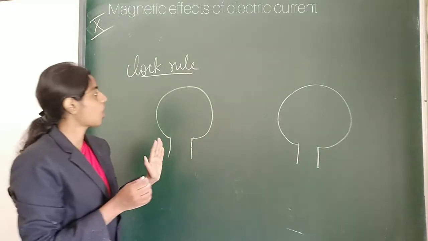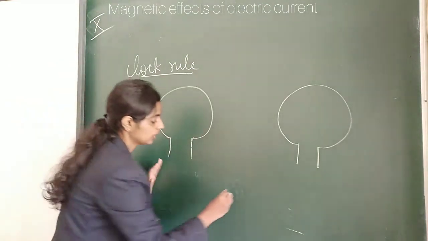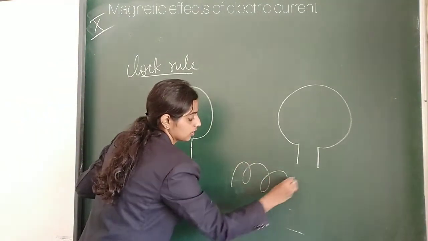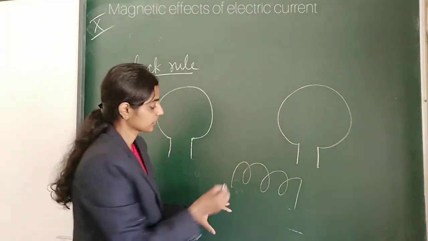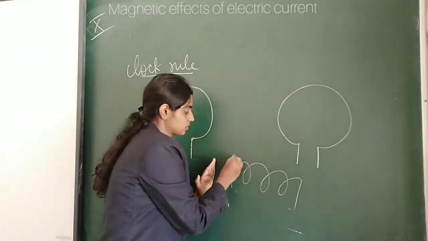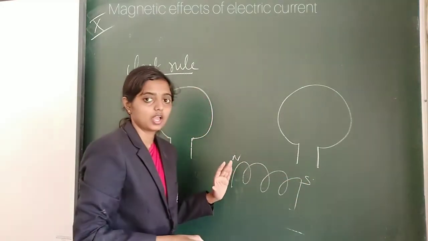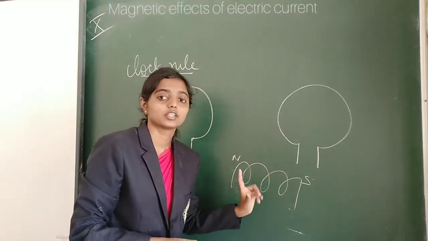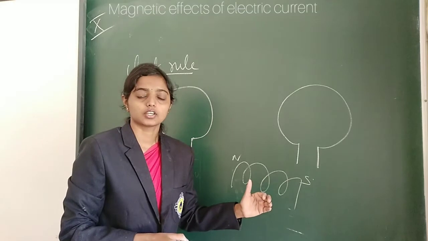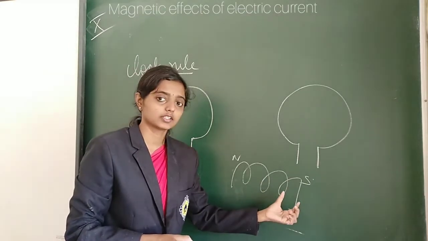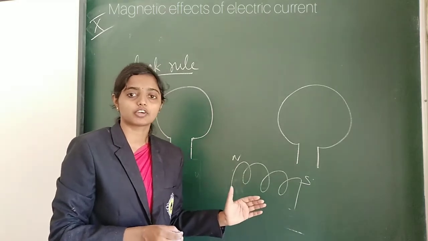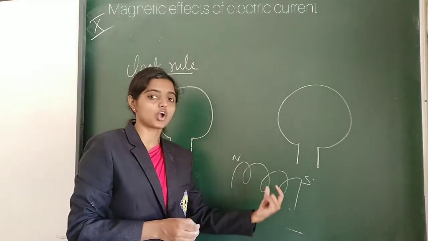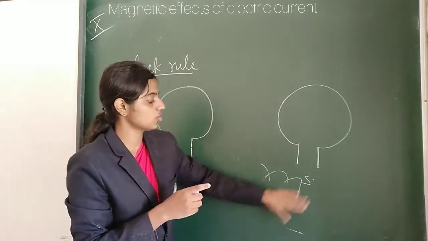So this is the clock rule. We know that if this is our coil, it will act sometimes as two poles, that is a north pole or a south pole, and there we should know the flow of current. When there is a flow of current, there should be a direction of current also. So we need to know the direction of current on each side of a coil. This rule is easy to understand.